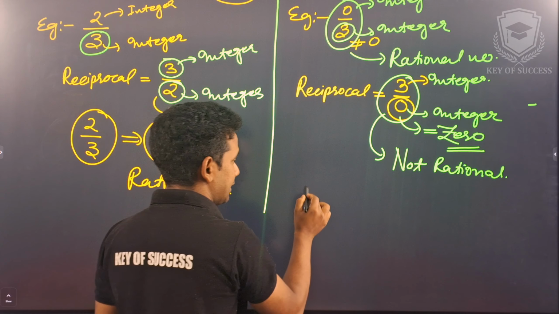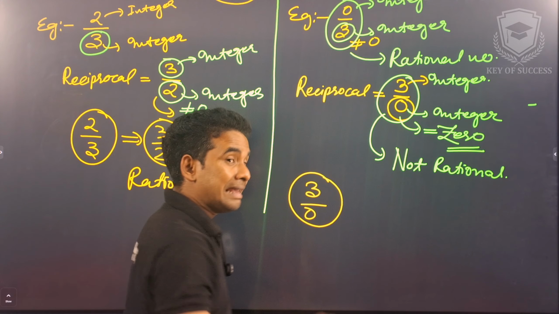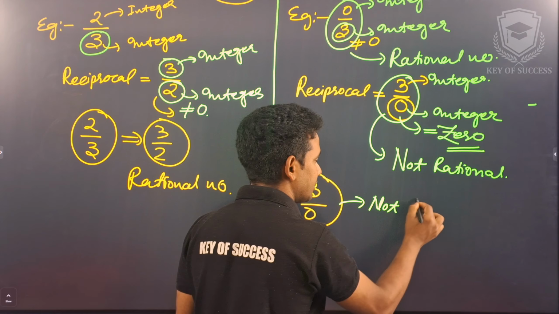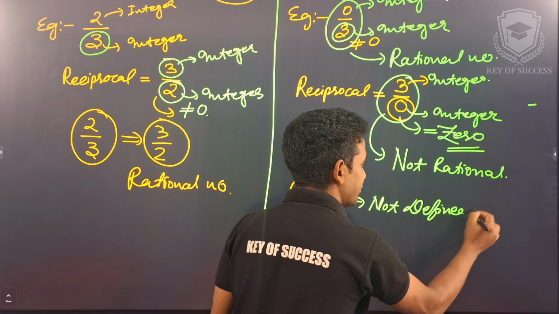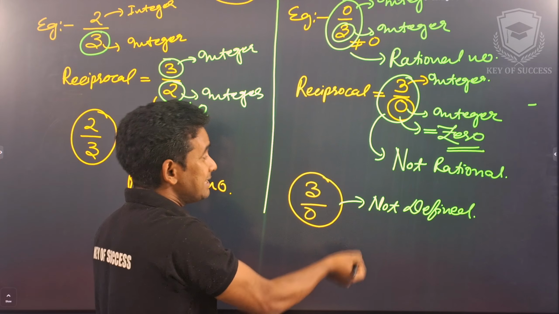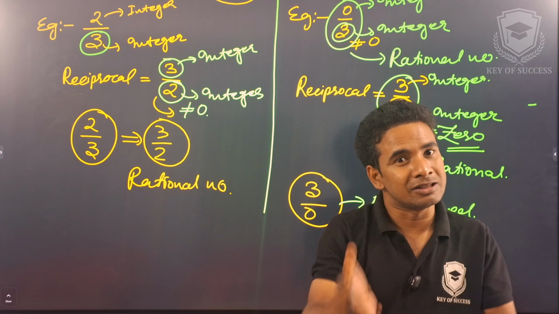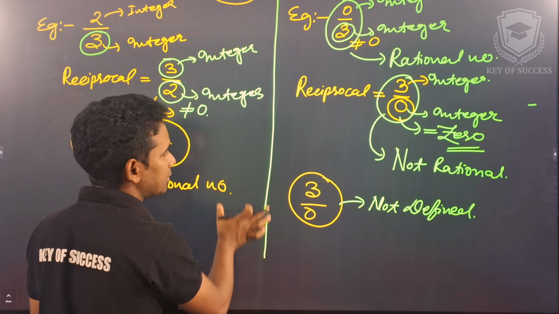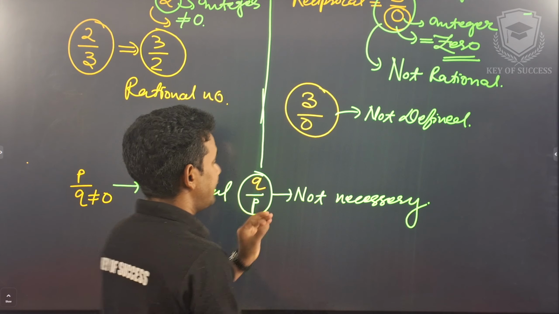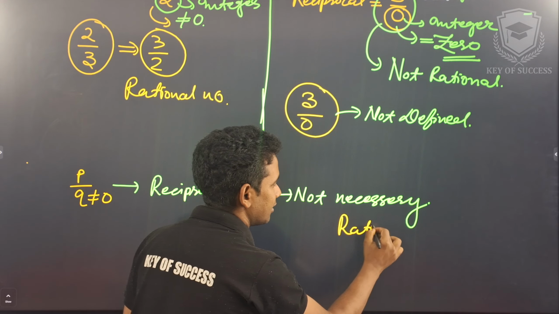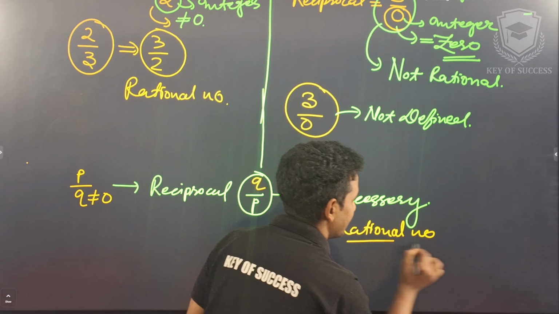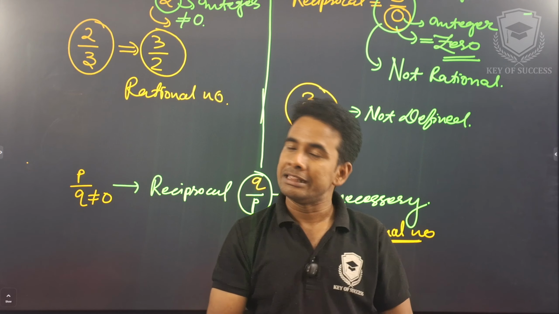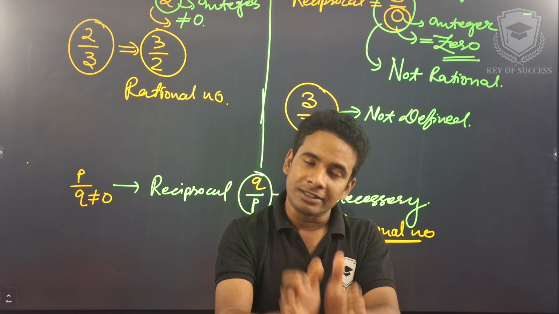Another thing, any number divided by 0 is always what? Not defined. So that means I can say this is not a number. It is not rational, and it is not irrational. Okay, so from that, what we have come to is that it is not necessary that the reciprocal will be a rational number. If numerator and denominator both are non-zero, then definitely the reciprocal will be a rational number.